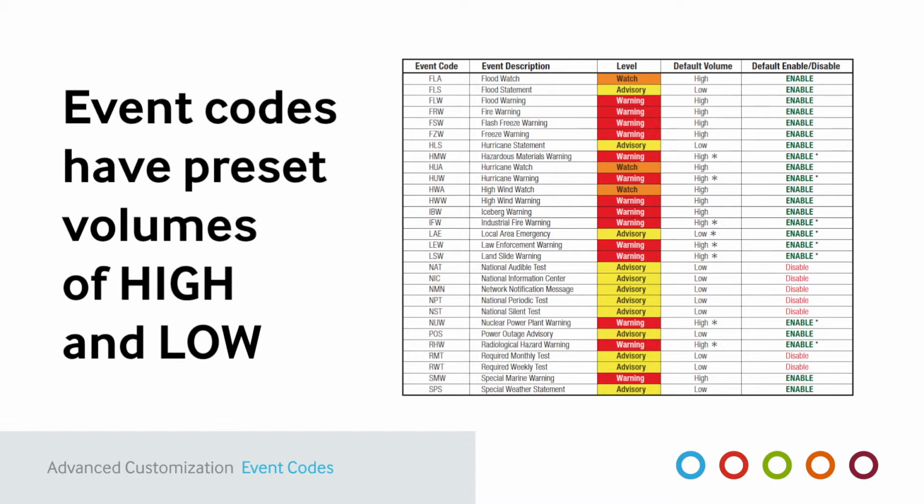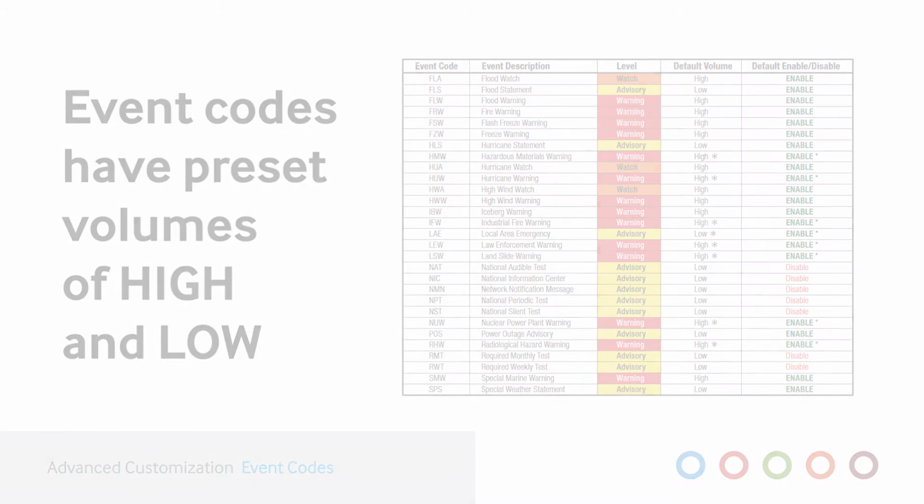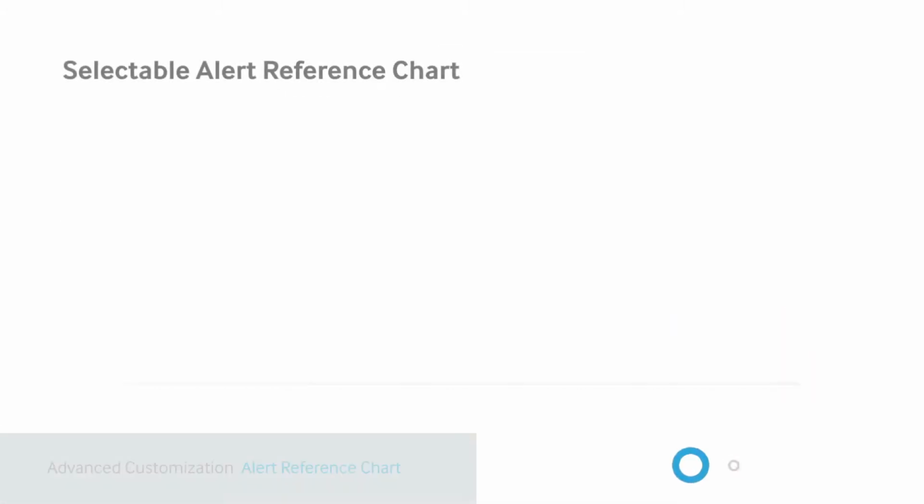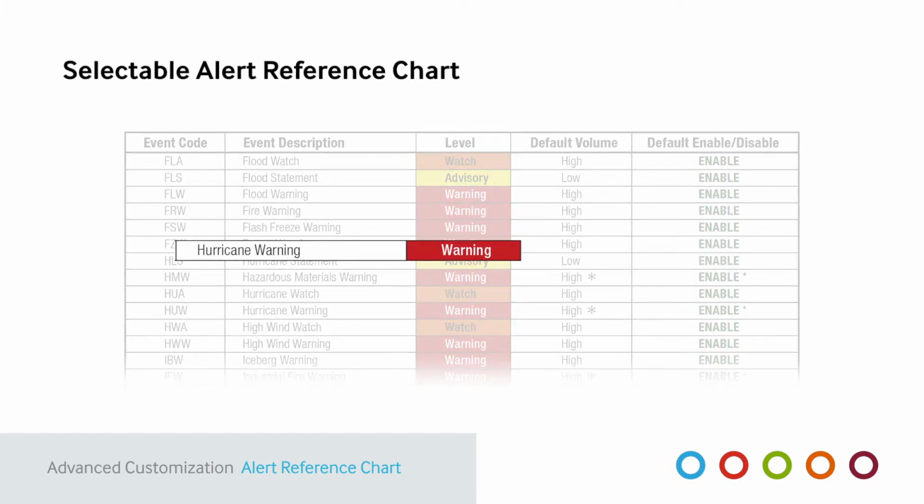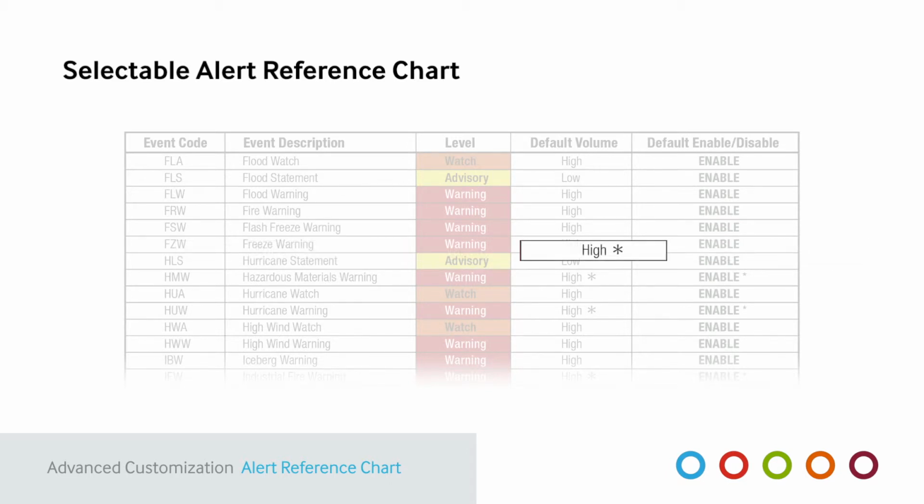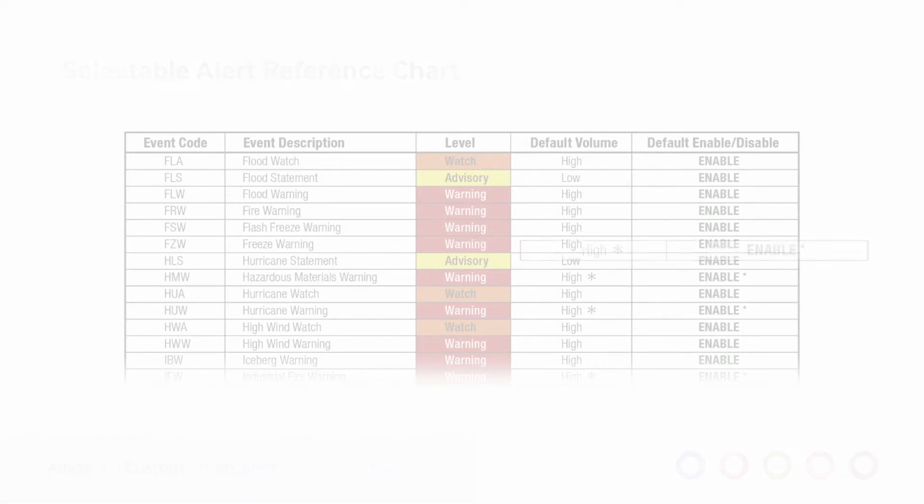In your instruction manual, there is a selectable alert reference chart that shows you a listing of event codes, a description and a level of each alert, the preset default volume, and whether enable or disable has been automatically set for a particular event. Events noted as high volume and enable with asterisks are the default settings, and you do not have to adjust alerts for these kind of events.